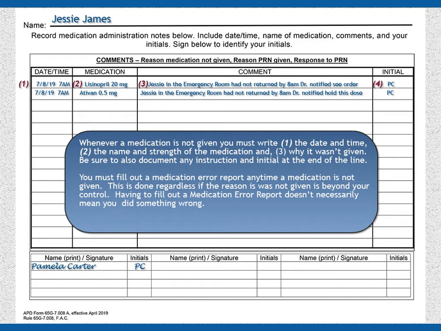After initialing the box for the dose and circling it, turn to the back of the MAR and follow the steps below. 1. Write the date and time the dose was due. 2. Write the name and strength of the medication. 3. Write the reason the medicine wasn't given: in the ER, refused, etc., and any pertinent information. For instance, Jessie said she didn't want it. I offered her meds several times before 8 p.m. 4. The last step is to initial the end of the column. Always be sure that you have signed and written your initials at the bottom of the page.